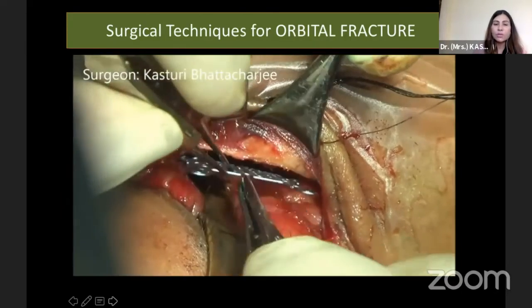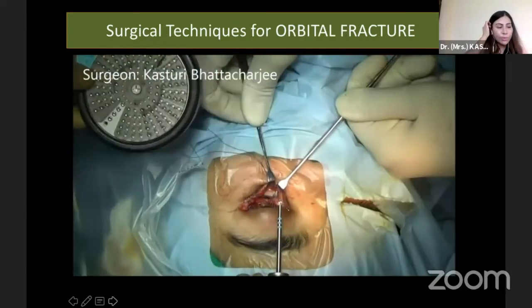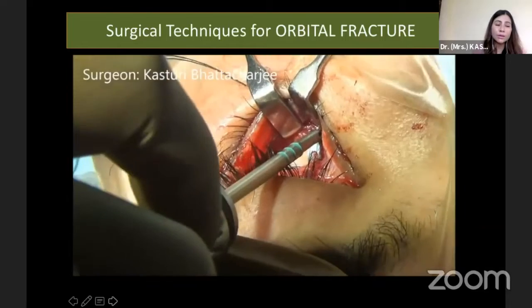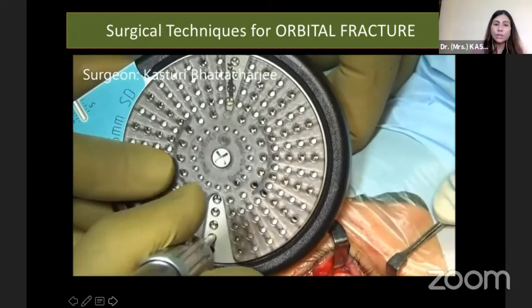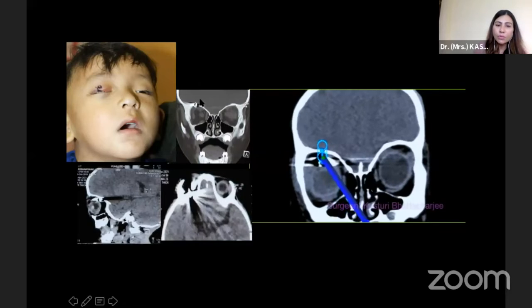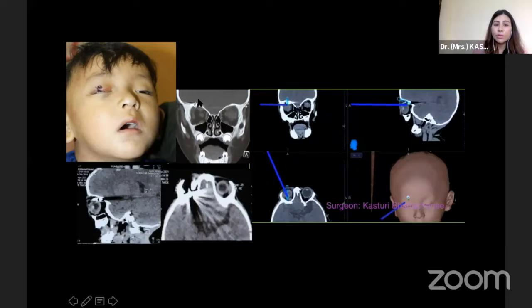And usually in children, we do not prefer the Medpor because it has multiple disadvantages, hematoma being one of the major ones. Follow-up is also difficult because the Medpor sheets are very radiolucent. In a situation like this, if you look at this child, who has come with a frontal bone fracture, the cause is traumatic, where you see a pellet.